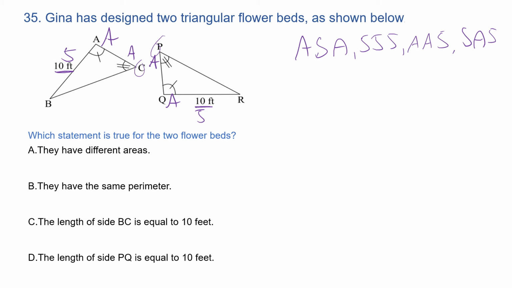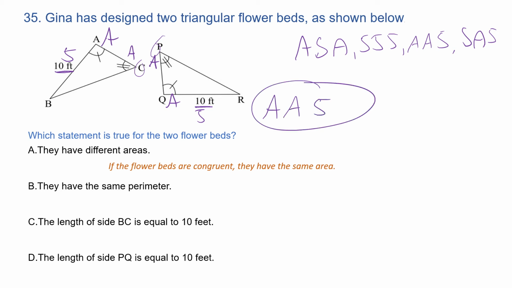Alright, so A says they have different areas. If the flower beds are congruent, they should have the same area. So that would not be true, because we just determined that these two flower beds are congruent by, let me write it out, angle, angle, side. This is how they are congruent. So B says they have the same perimeter. Yes, this is true because congruent figures would have the same perimeter. So my answer would be B.